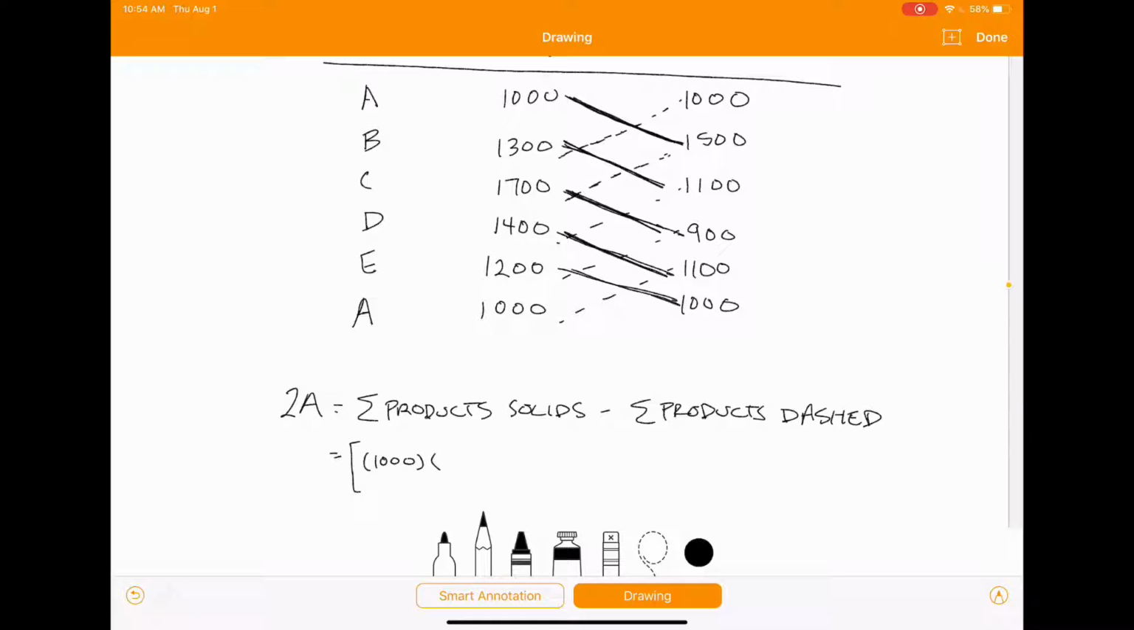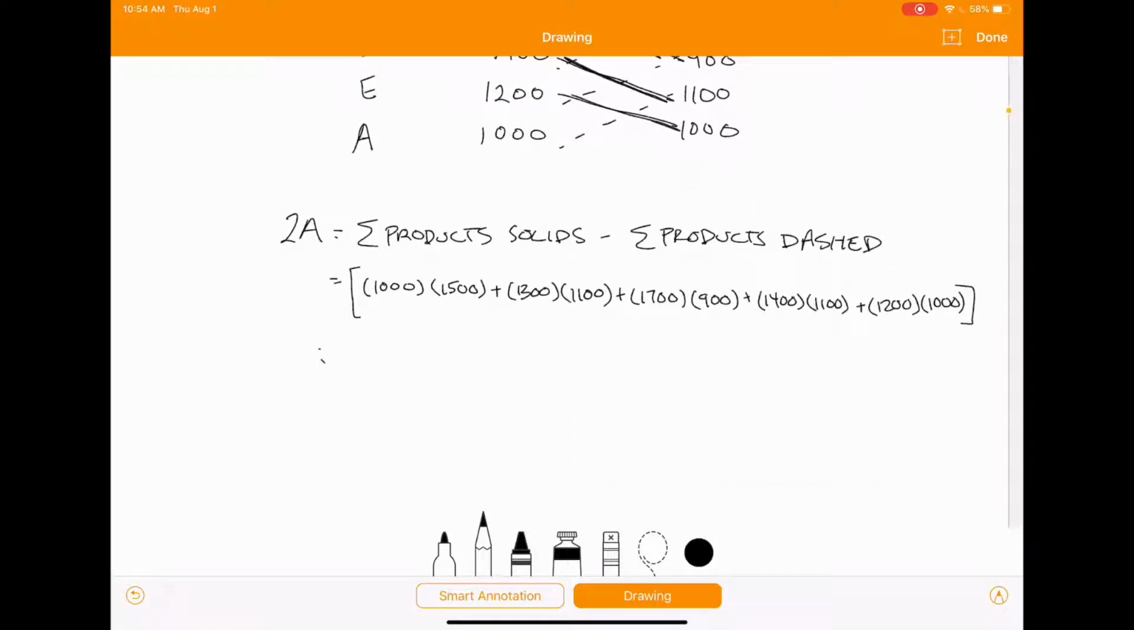So for our case, this is going to be equal to 1,000 times 1,500 plus 1,300 times 1,100 plus 1,700 times 900 plus 1,400 times 1,100 plus 1,200 times 1,000.